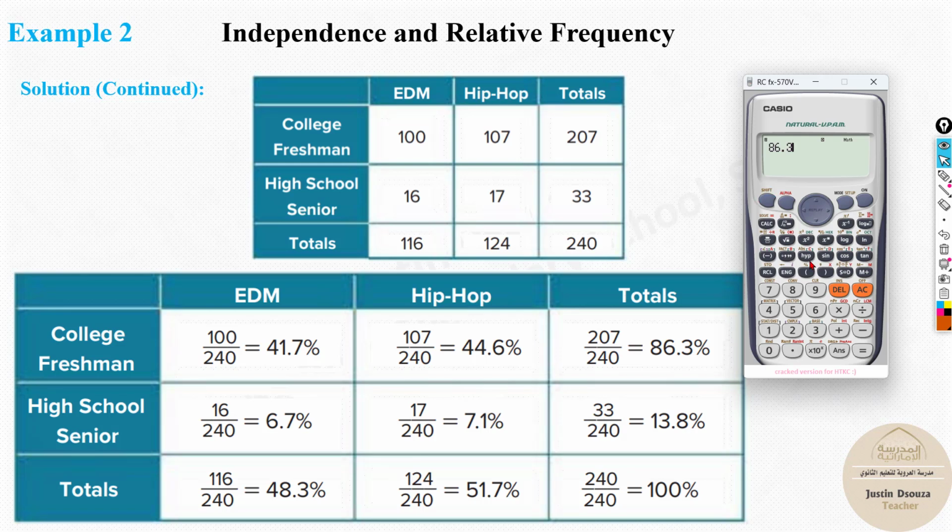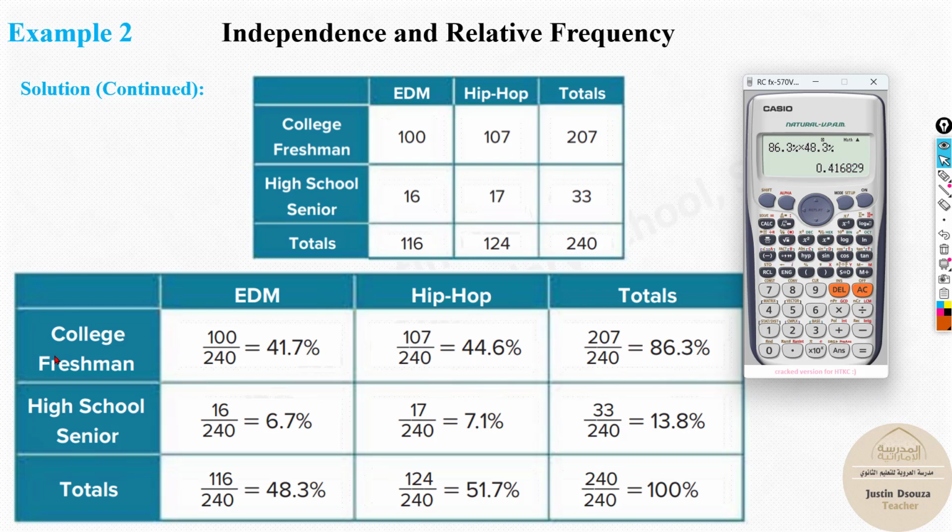86.3, don't forget the percent symbol, or you can take it as 0.863. Please remember the percent symbol is very important. Multiply by the total of this one, EDM. It is 48.3%. Now what is the answer? If you multiply this by 100, you get in percent. It's 41.68, that is 41.7.